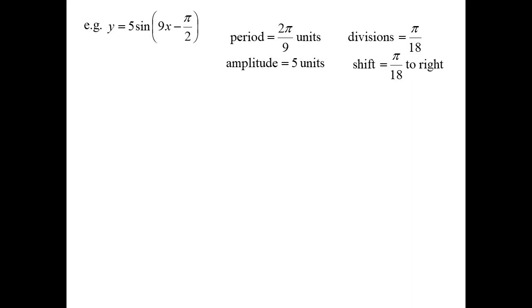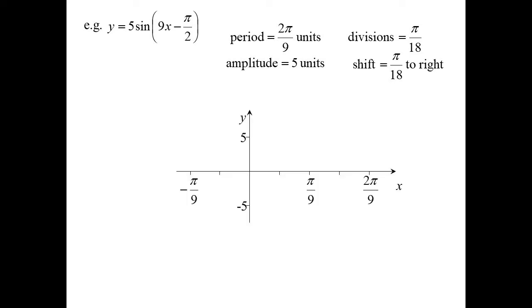So let's go crazy. y equals 5 times the sine of 9x minus pi on 2. If I had to draw this, the period is 2 pi divided by the coefficient of x. So now the period's going to be 2 pi on 9. The amplitude, the coefficient of the trig function itself, is 5. I'm going to mark off my divisions every pi on 18, so the period divided by 4. We also have a shift, but the shift will be pi on 18 to the right. So it's pi on 2 divided by 9.